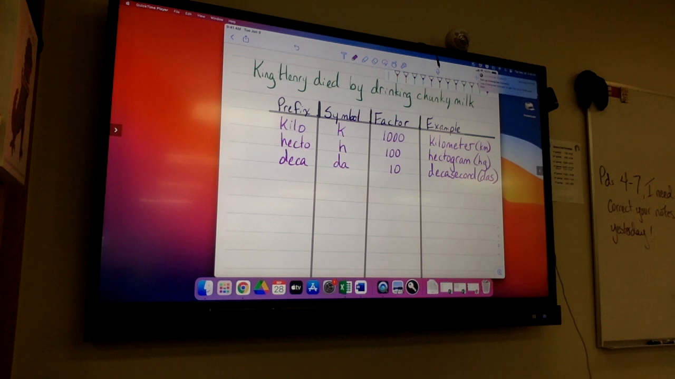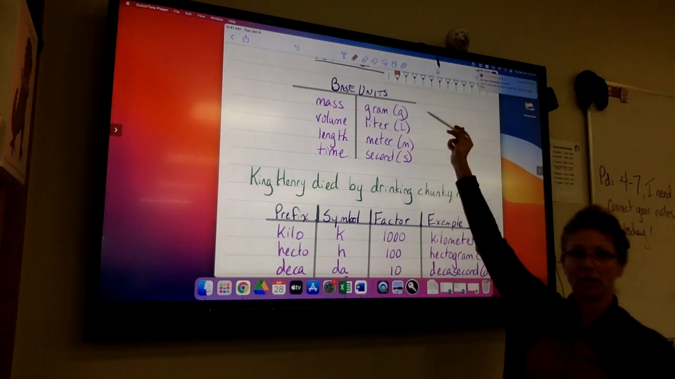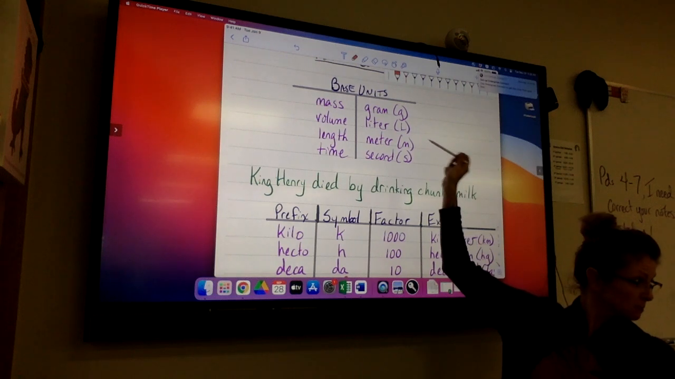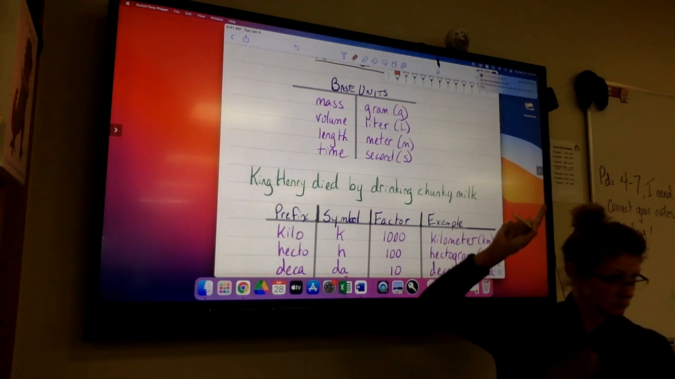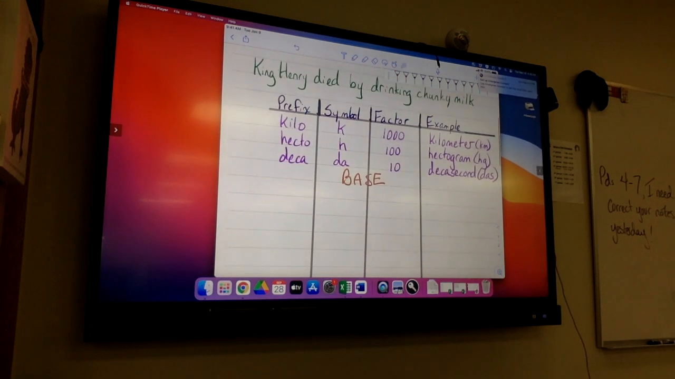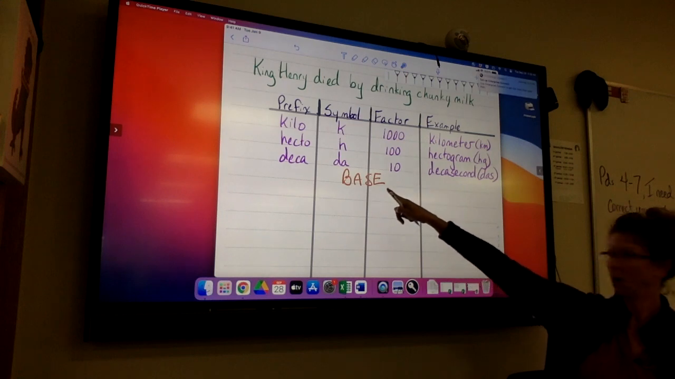All right, now there's base. We're going to write just base here. And what do you think base is going to be? Well, it's going to be these guys. So just plain gram, 1 gram. Just plain liter, 1 liter. Just plain second, 1 second. Okay? So you see how the factor went from 1,000 to 100 to 10, and now 1 is base.